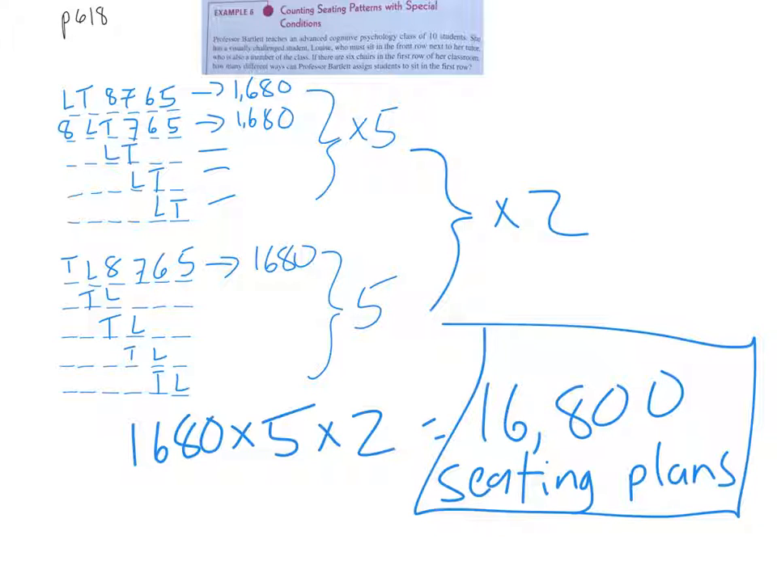Right? So I think there's a similar problem on the homework where it says Louise has to be on the left of the tutor. Well, then in that case, you wouldn't have that times 2, right? Because you can't flip them over.